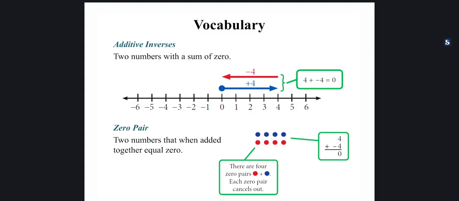Another term we will use in this lesson is zero pair. A zero pair is a set of 2 numbers that, when added together, equal 0. In the diagram at right, there are 4 pairs of red and blue integer chips, which each represent a positive or negative integer. Each zero pair cancels out, which is another example of why 4 plus -4 equals 0.